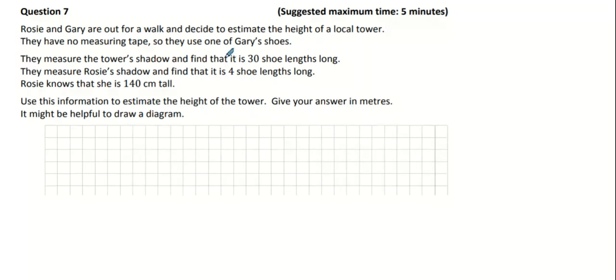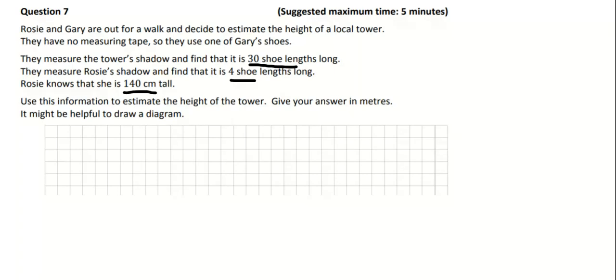They go for a walk and decide to estimate the height of a local tower. They have no measuring tape, so they use one of Gary's shoes. They measure the tower's shadow and find that it's 30 shoe lengths long. They measure Rosie's shadow and find she's 4 shoe lengths long. Rosie knows she's 140 centimeters tall. Use this information to estimate the height of the tower.